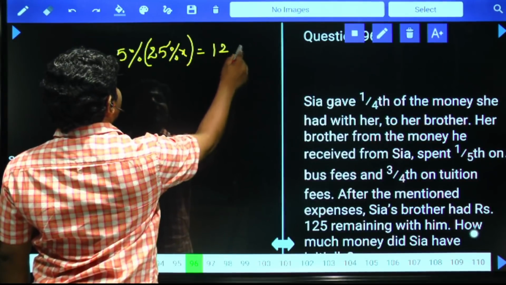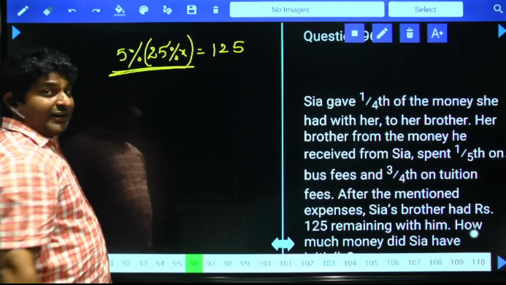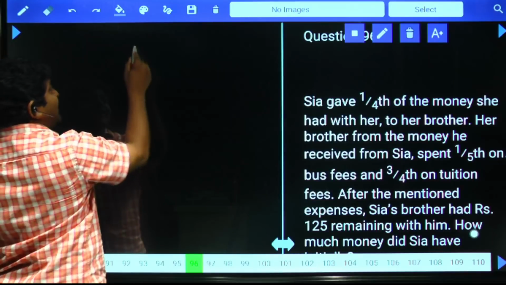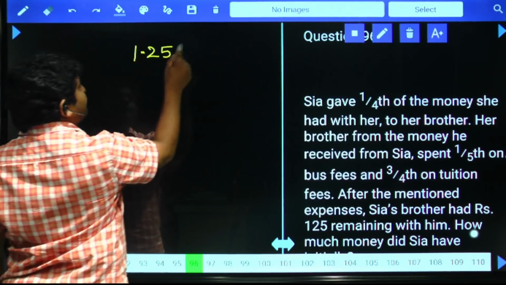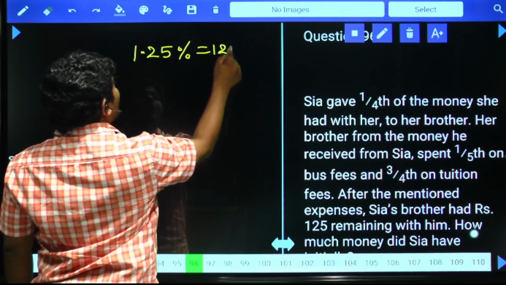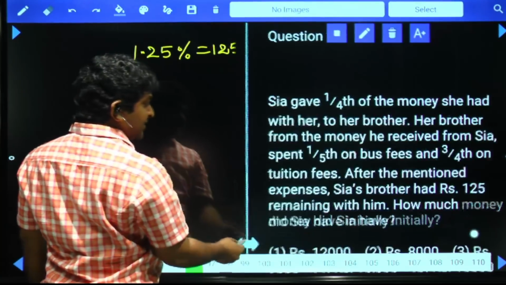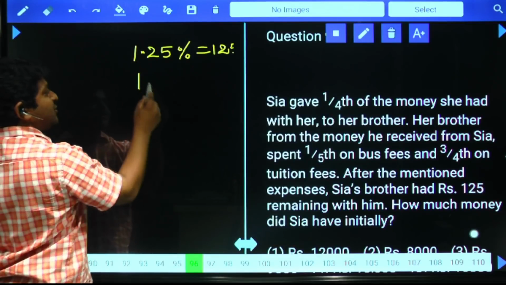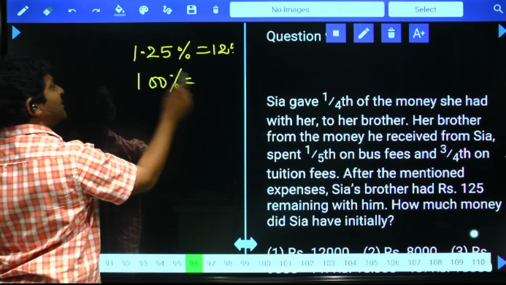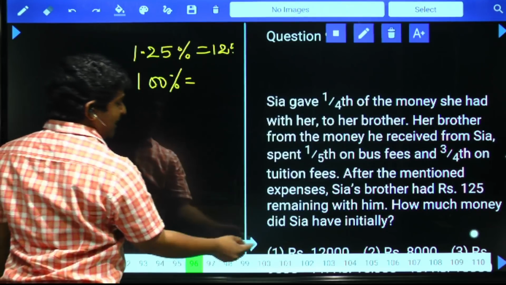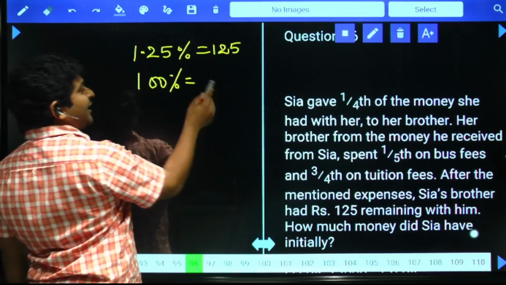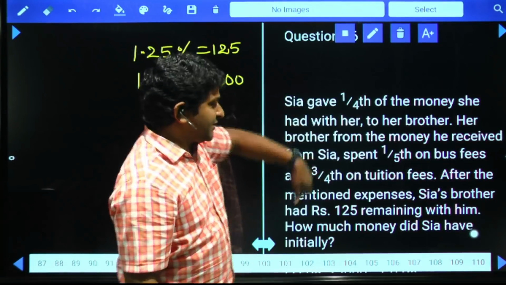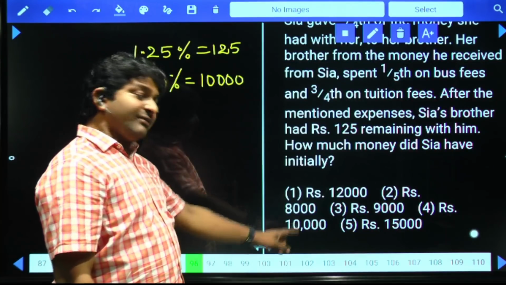Now you can directly calculate what is 5% of this number. 10% is 2.5. 1% is 1.25. So directly you can treat 1.25% is equal to 125 rupees. And your question is, how much money did Sia have initially? Sia had 100%. So 100% is equal to how much? 1.25 multiplied by 100 will give you 125. So 100 times is equal to 10,000. 10,000 is our final answer, which is our fourth option.